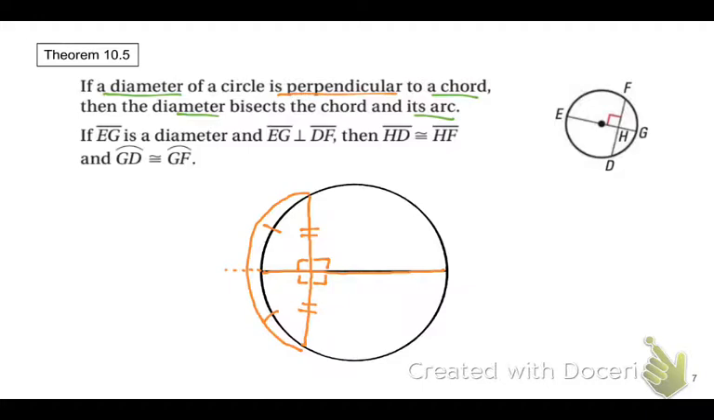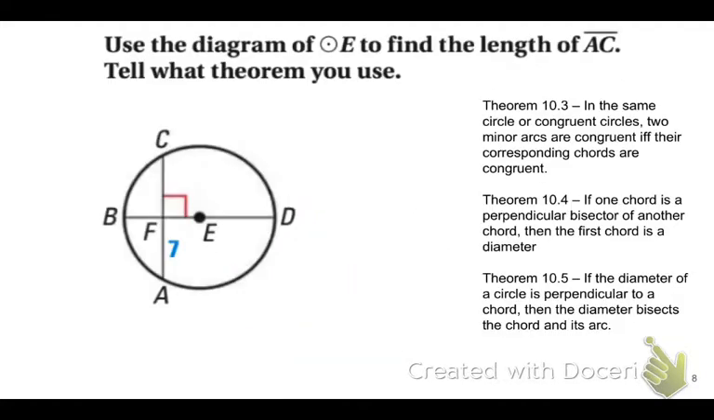So let's work with these a little bit, and hopefully they'll be a little bit more understandable. So here's a nice problem. Use the diagram of circle E, here's circle E, to find the length of AC. So we're looking for AC, this whole AC, and tell what theorem you would use to do that. The paper's right here. So here are the three theorems that we have learned: 10.3, 10.4, and 10.5.